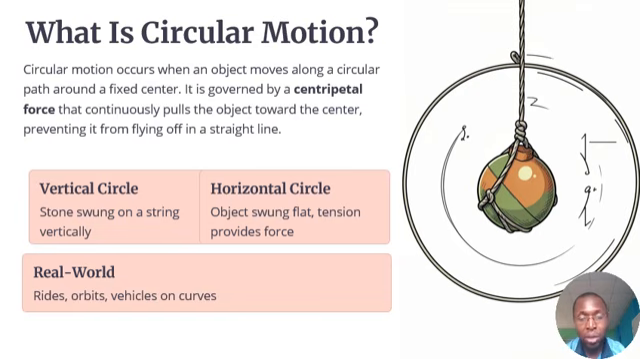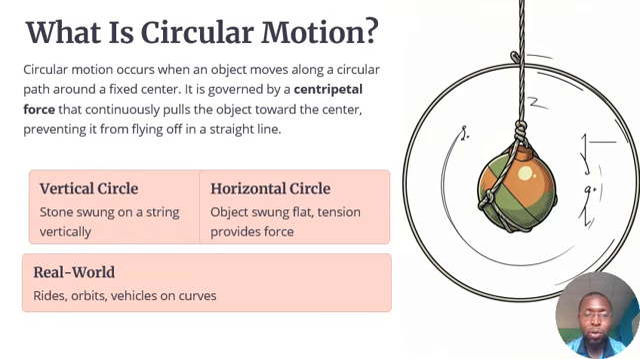This circle can be a vertical circle or a horizontal circle. But whatever the kind of circle it may be, we experience a centripetal force that always keeps the object toward the center so that it does not go out of the track of the circle. In real world application, we could find circular motion in vehicles that are moving around curves. We can also see it in the movement of the moon around the sun and other planets too as well. So all of these are simple applications of circular motion.